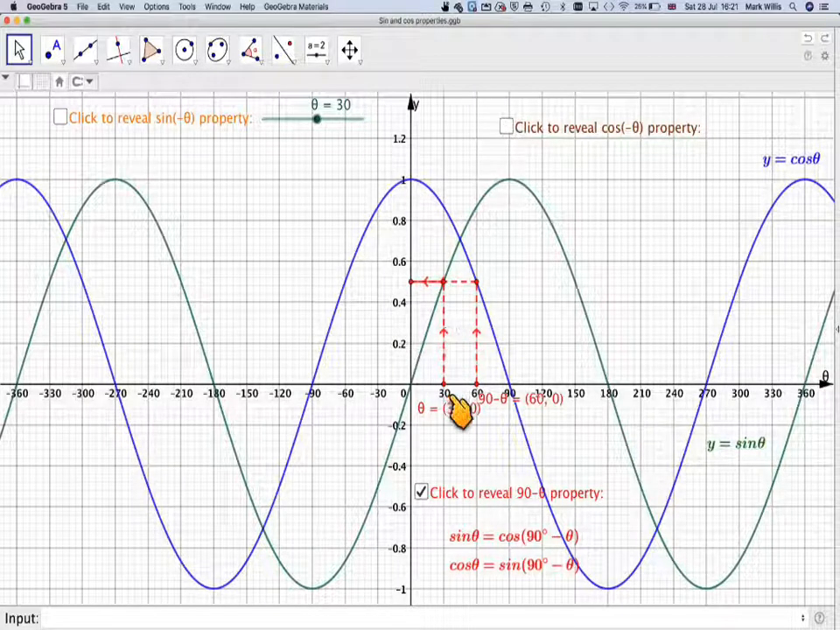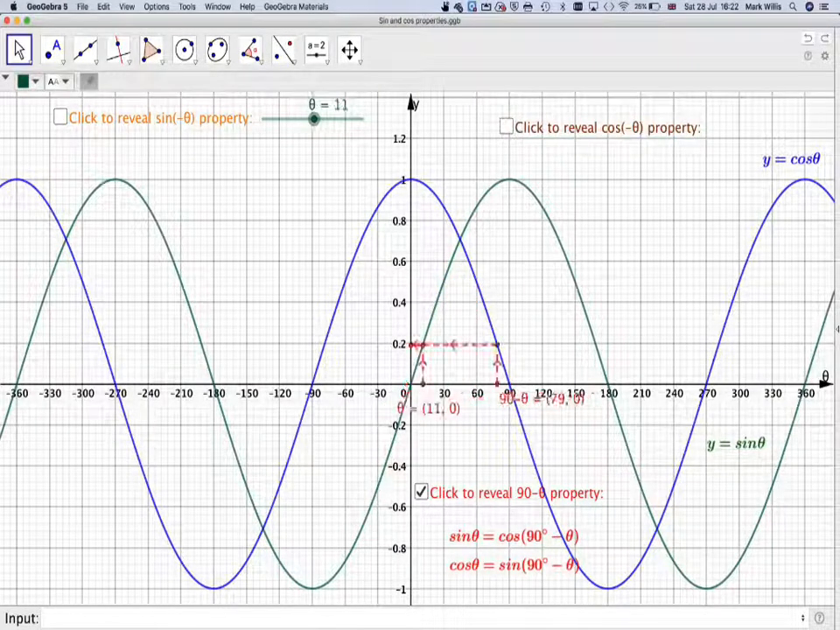Now if I work out sine of 30, following the graph up, I get this value here. It's actually 0.5. If I did cos of 90 minus 30, so 90 minus theta, I also get 0.5. So that's actually true, that sine theta is the same as cos of 90 minus theta. Let's take another value of theta to see that as well. Let's take a lower one. Let's take 11.